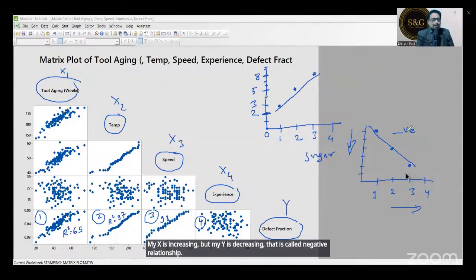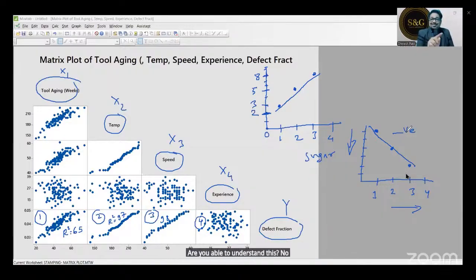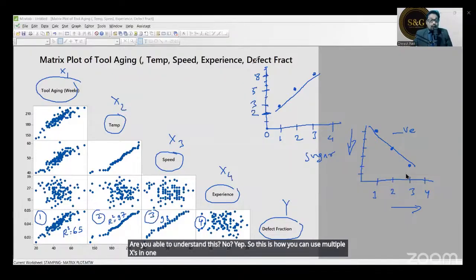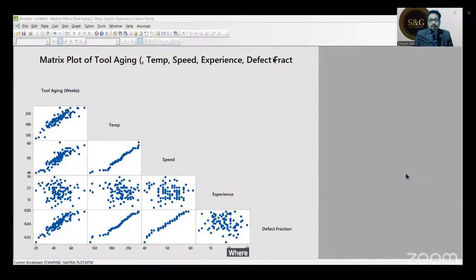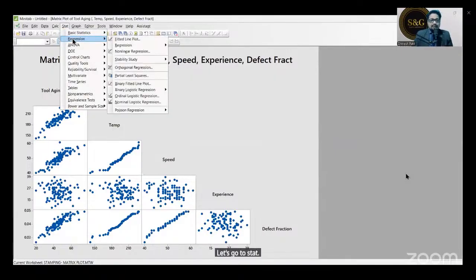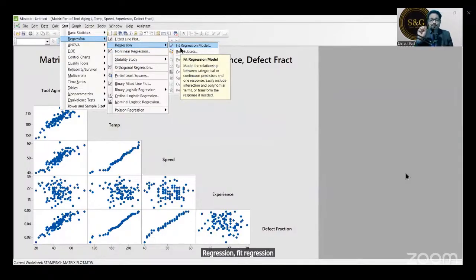Are you able to understand this now? Yep. So this is how you can use multiple X's in one Y. Now, where can you get the equation? Let's go for the equation. Let's go to Stat, Regression, Fit Regression Model. Stat, Regression, Fit Regression Model.